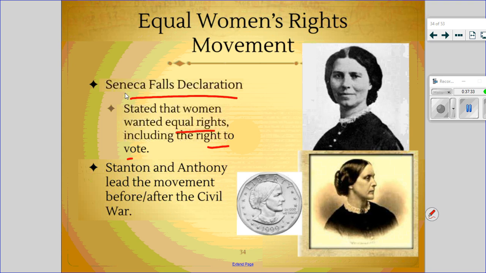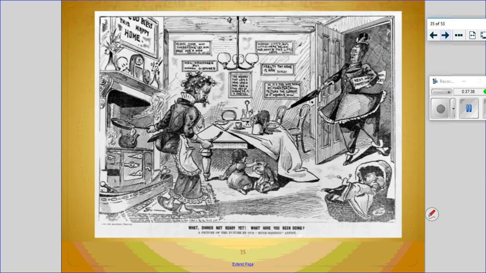Stanton and Anthony lead the women's rights movement before and after the Civil War. This is what opponents of women's right to vote had to say. They said, this is what will happen to the American family if women could vote.